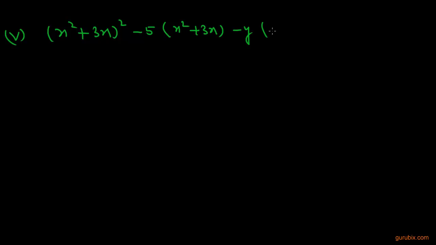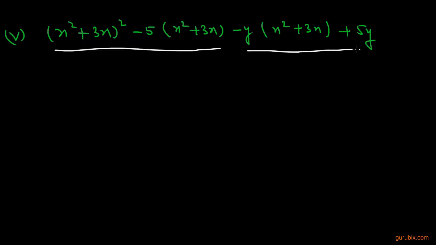Now we shall move to the fifth part of the example, and the fifth part is x square plus 3x whole square, and here is minus 5 into x square plus 3x, and here is minus y into x squared plus 3x plus 5y. Now we can take common x squared plus 3x from these two terms and y from these two terms. So it will be x squared plus 3x if we take common.